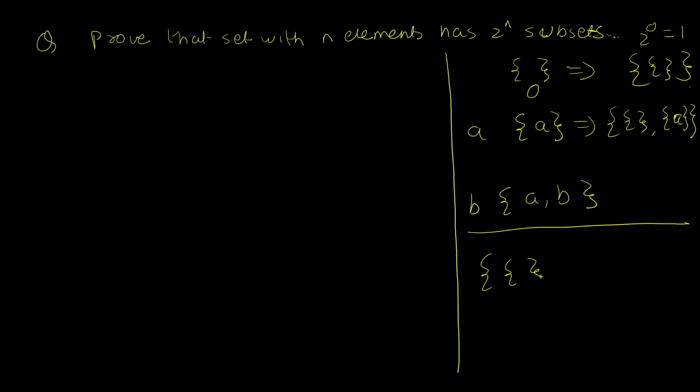So let me list them. One is going to be empty. I'm just going to write A, and I'm going to write B and A comma B. So these 4 are my subsets, and it checks out. I have 2 elements and 2 to the power 2 is 4.